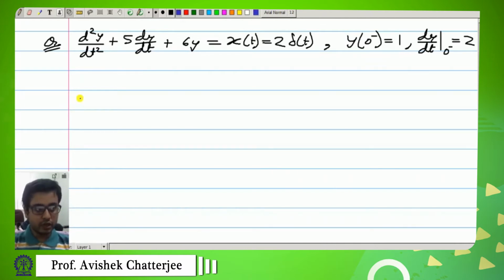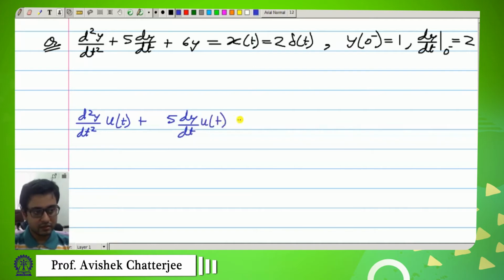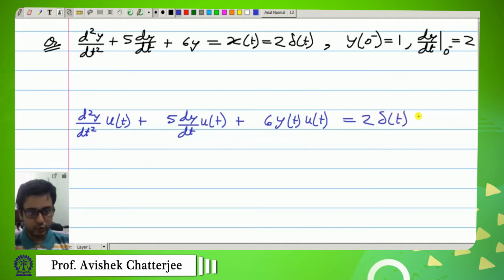First thing we will do, we will take one-sided Laplace transform of both the sides in this equation. One-sided or unilateral Laplace transform. So that means we have to multiply both the sides with unit step signal like this. And this is equal to the right side multiplied with unit step.